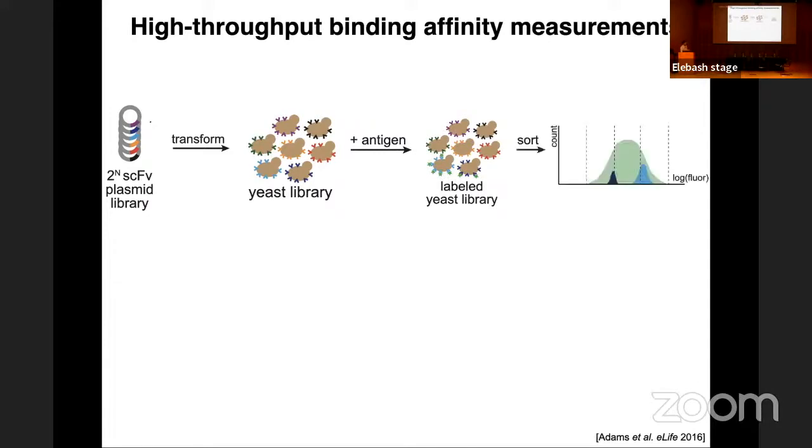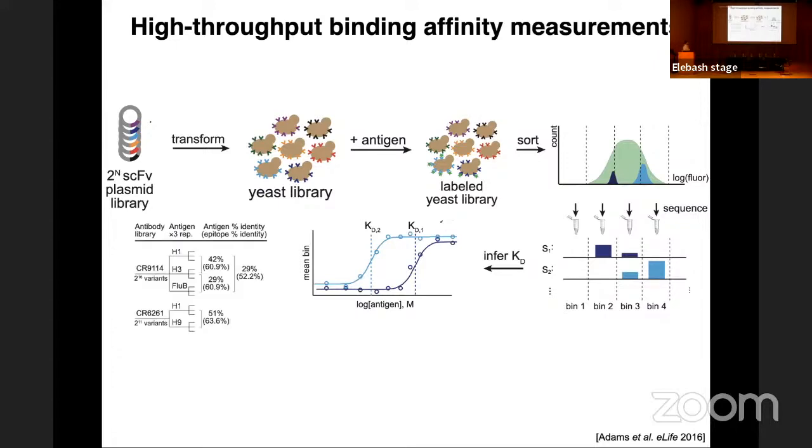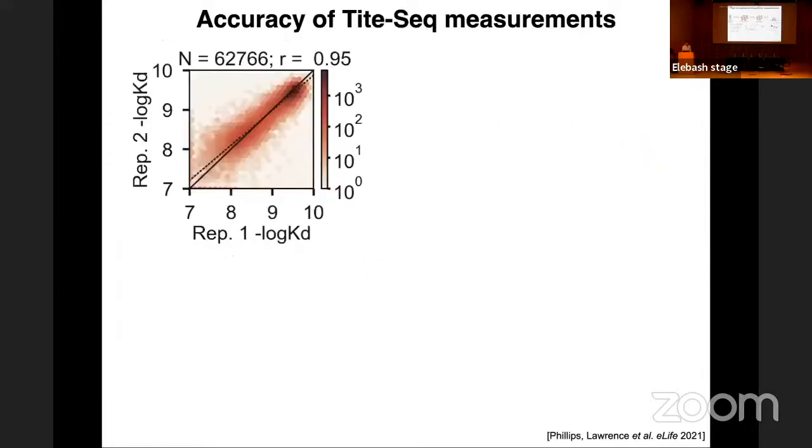Then you sort based on the fluorescence, which tells you how much antigen is bound to a particular cell. And then you can figure out how much binding there is to each of these 2 to the 16 or 2 to the 11 sequences in parallel. You do this at a bunch of different concentrations and you get a binding curve. We did this for representative antigens for group 1, group 2, and flu B for 9114, and 2 different group 1 flu A antigens for 6261, as representative examples.